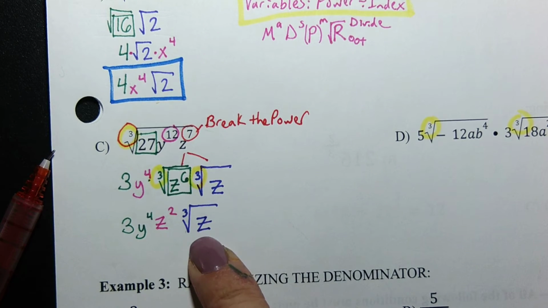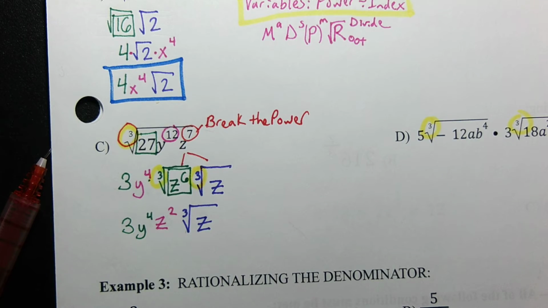I can't break this down any further because how many z's do I need to be able to take the cube root? 3. We need 4 of something to take the 4th root. We need 3 of something to take the cube root. So this is as simplified as we can go.